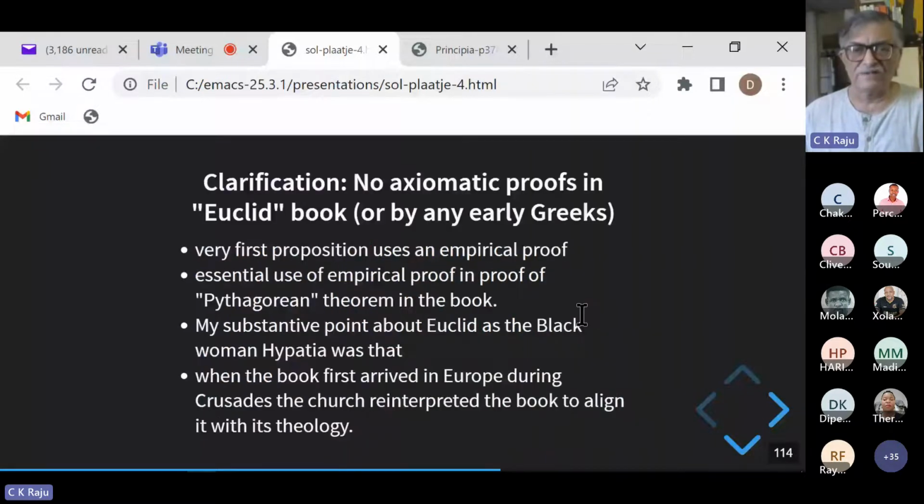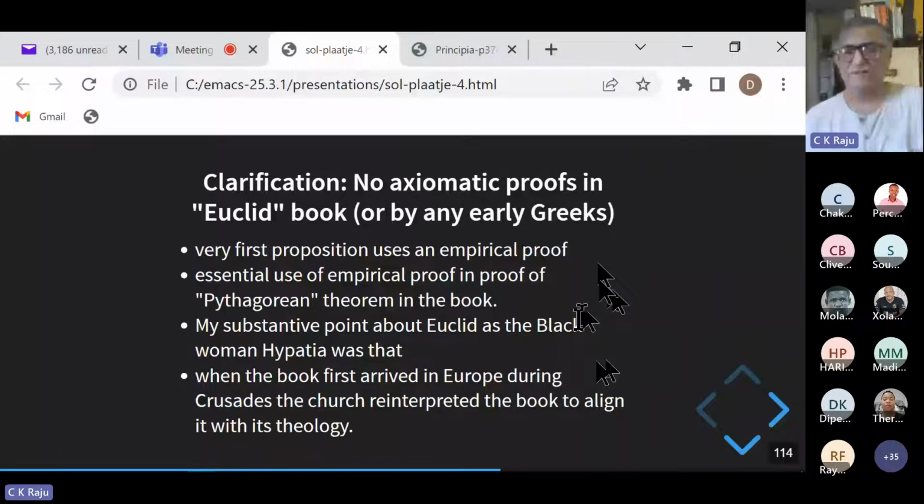Just want to point out that there are no axiomatic proofs in the Euclid book or by any early Greeks. I gave a prize of some 2 lakh rupees. Everything I'm giving a prize. Nobody responds. So there's not a single axiomatic proof. It's been admitted by the West for more than 100 years. Russell wrote about it. The book was reinterpreted to align with the prevailing theology. There's no axiomatic proof there.